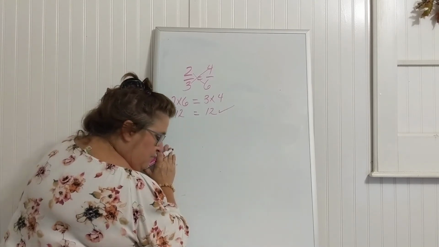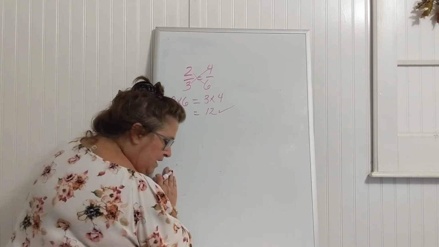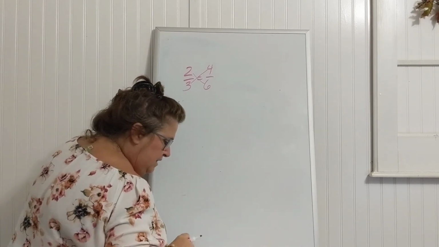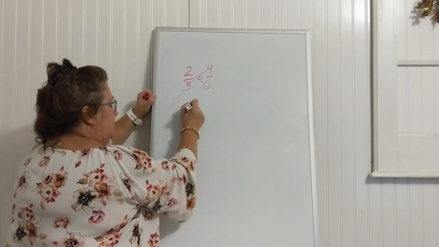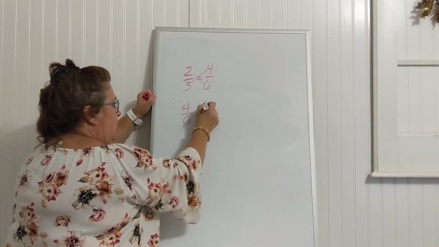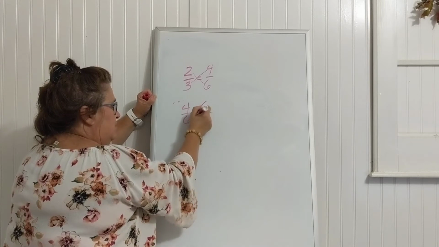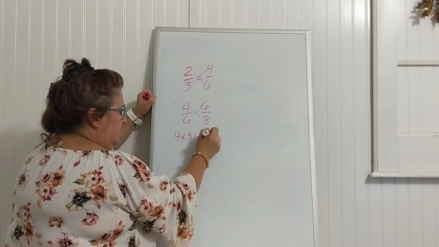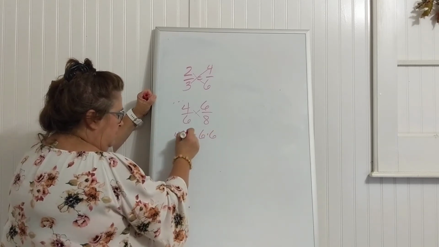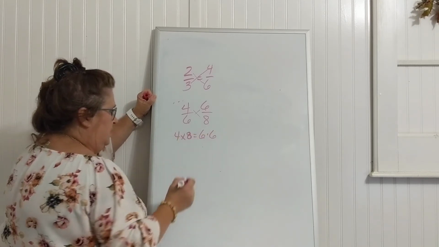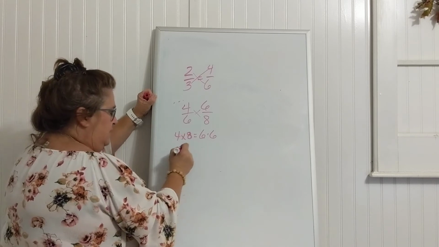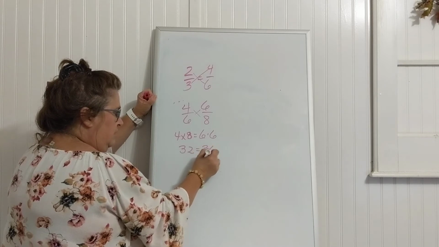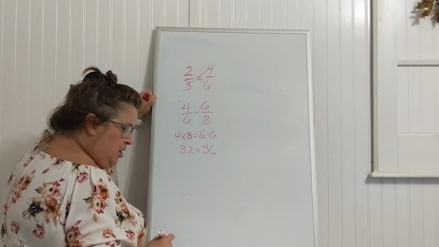So looking at 3A. At 3A we have 4/6 and 6/8. So they want to know if these are equivalent. So we're going to cross multiply. 4 times 8 equals 6 times 6. I said 4 times 8 and wrote a 3. Did y'all see that? So 4 times 8 is 32 equals, what is 6 times 6? 36. Does that equal? No, it does not.